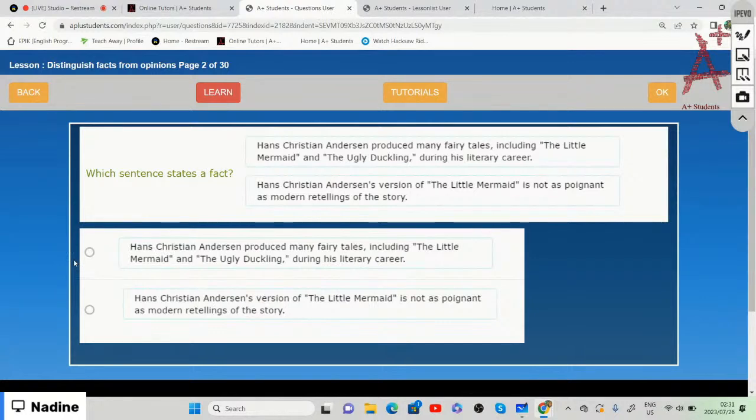Hans Christian Andersen produced many fairy tales, including The Little Mermaid and The Ugly Duckling, during his literary career. Or we have the other option, which is Hans Christian Andersen's version of The Little Mermaid is not as poignant as modern retellers of the story. So we need to choose the best possible answer to show the facts.